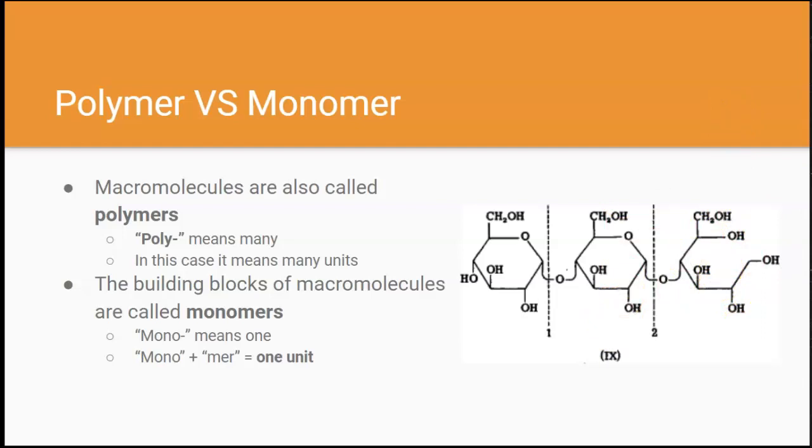But a monomer is the building block of a macromolecule or a building block of a polymer. Mono means 1, so now we're just looking at one of these units. And many monomers make a polymer. So many single units make many units. That makes sense.